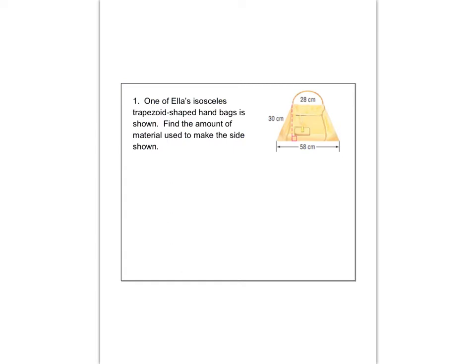All right, one of Ella's isosceles trapezoid-shaped handbags is shown. Find the amount of material used to make the side shown. So we want to find the amount of material used for one side of this handbag, and it does say it is a trapezoid, and it says it's isosceles, which means this side also has to be 30 centimeters. So let's think of the formula. Formula for area of a trapezoid is height times base 1 plus base 2 divided by 2.